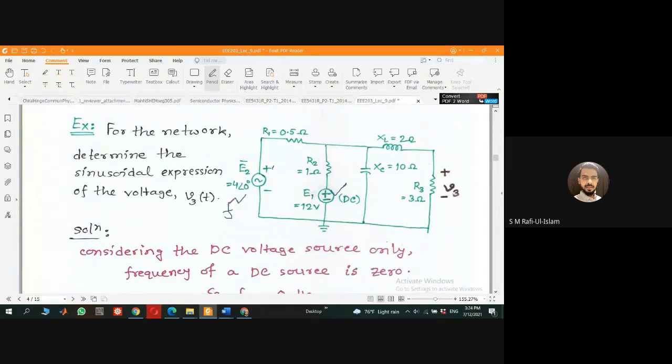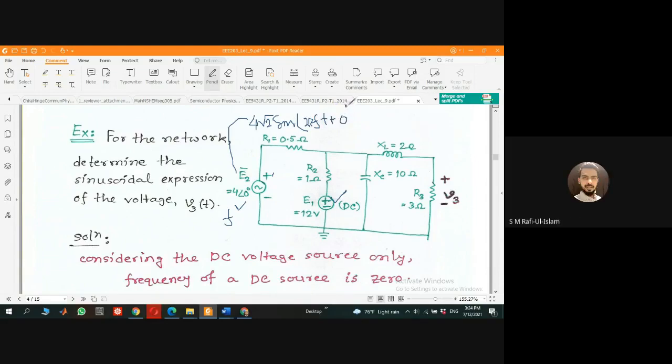This is not mentioned, but the frequency is F, because if I write down the sinusoidal for this one, what would be the sinusoidal response? 4 root 2 sine omega t, or if you are writing, 2 pi f times t plus 0 degree, right? Yes, sir. So it is having a frequency.